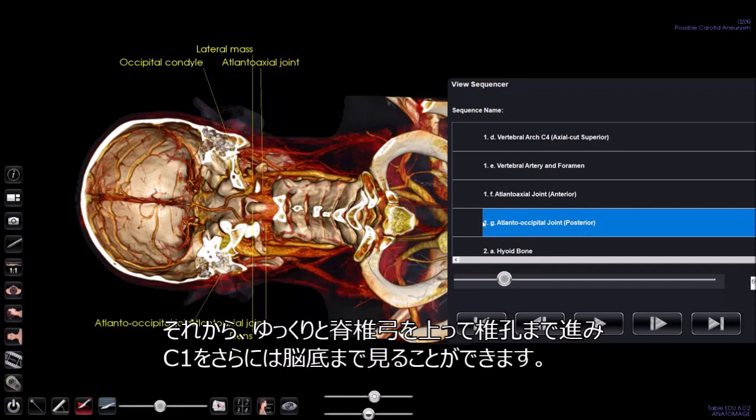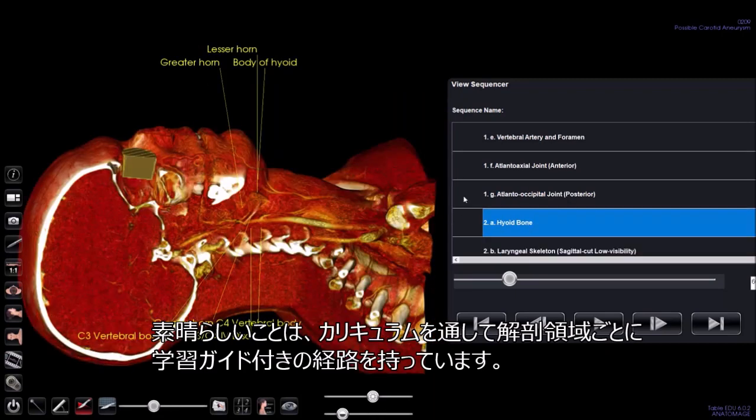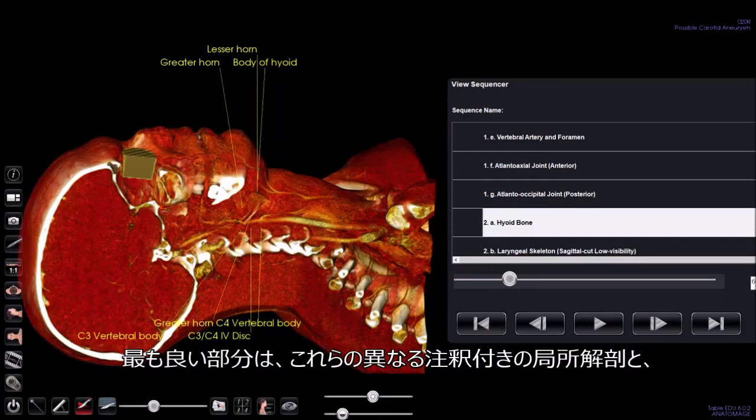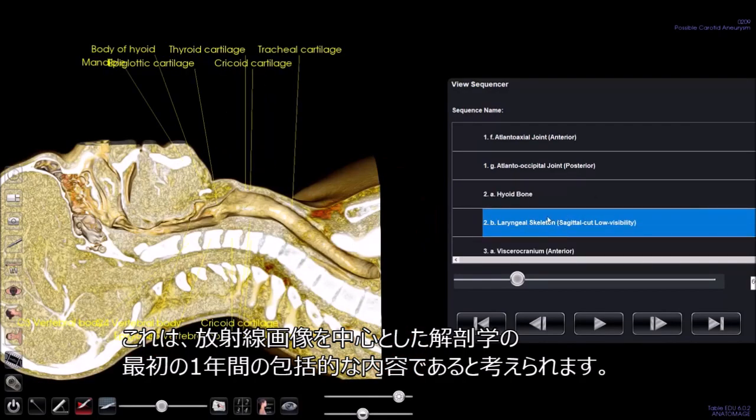So what's great about this is we have a guided pathway for us to walk region by region throughout the curriculum. The best part about this is that we have a full PDF that accompanies this area, highlighting the different annotations in each one of these different regions, and a 220-page outline for schools to immediately take and utilize for their own curriculums. The idea is that this is supposed to be a comprehensive amount of content for a full first year of anatomy, focusing on radiological images.